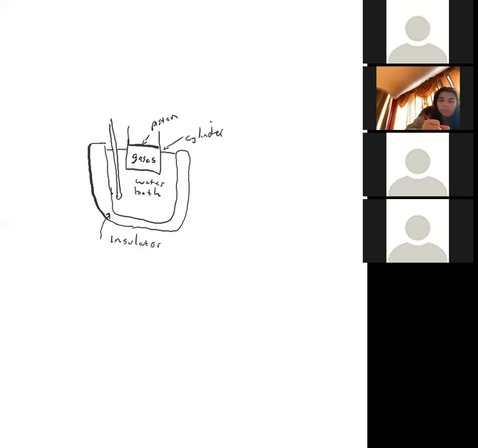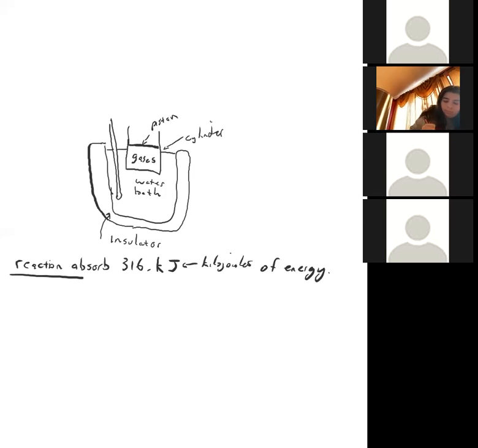And then you go through this problem. So here's what they do. They say you put this in here, and the reaction, this is the information they give you, absorbs 316 kJ. That means kilojoules. That's a unit of energy. 316 kilojoules of energy. The reaction absorbs 316 kilojoules of energy. So that's the first piece of information they give you.